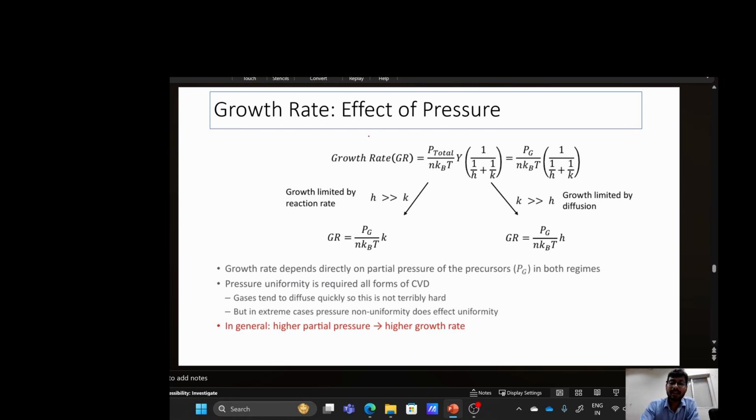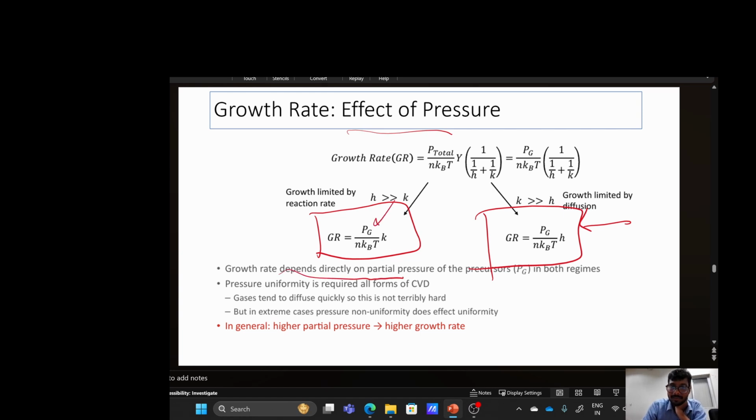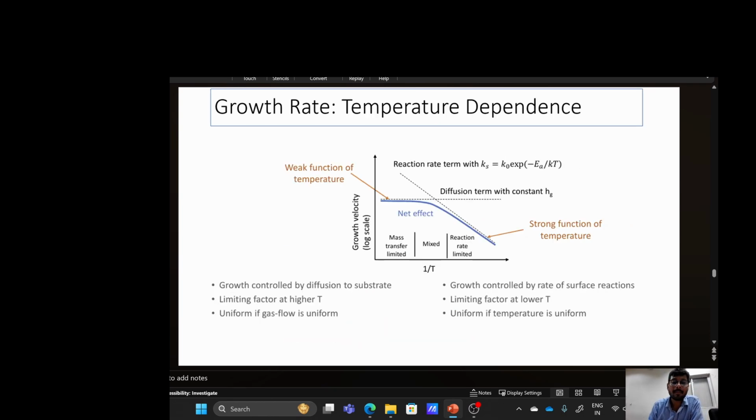Next, the effect of pressure on the growth rate. This is the reaction rate limited regime, and this is the mass flow limited regime, and the growth rate directly depends on the partial pressure. If you increase the pressure, that will directly increase the growth rate. One more thing you need to know is that it is directly dependent on the pressure. The higher the partial pressure, the higher the growth rate. That's what you need to remember in this case.